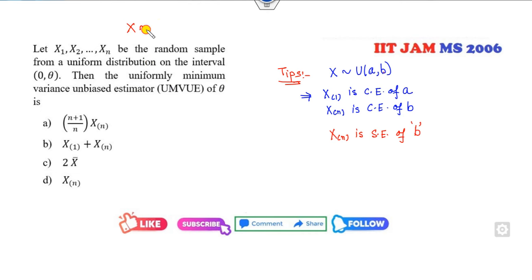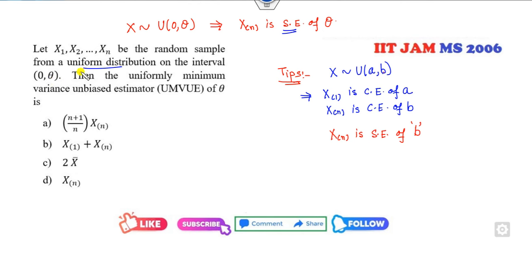What is given to you? X follows my uniform distribution of (0, theta). What does it mean? X(n) is the sufficient estimator of theta. Fine. Now I have proved the sufficient. Now how can you prove the complete?